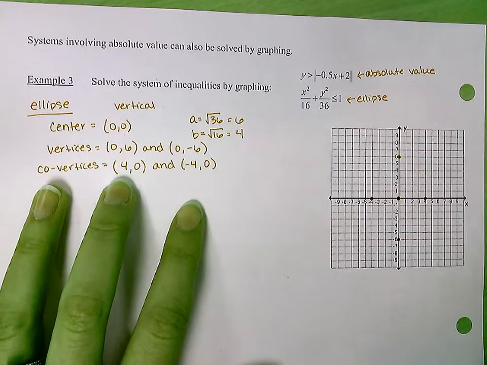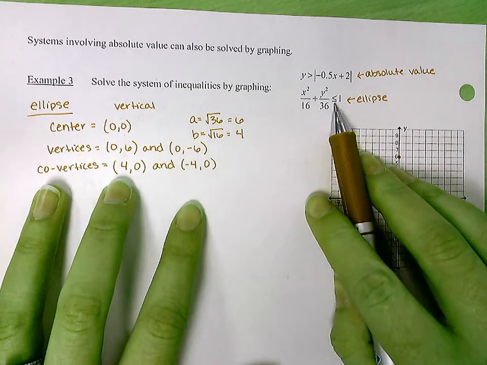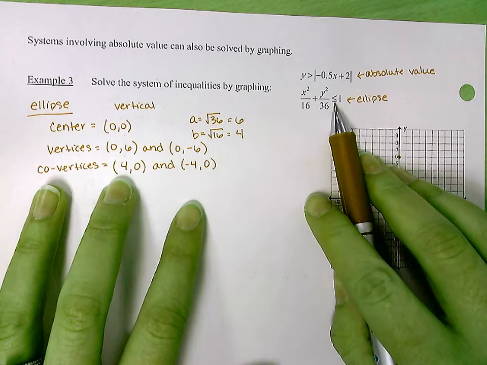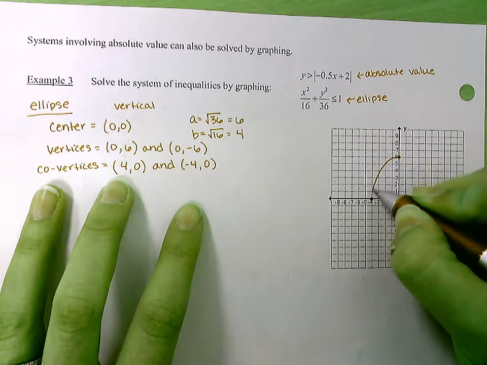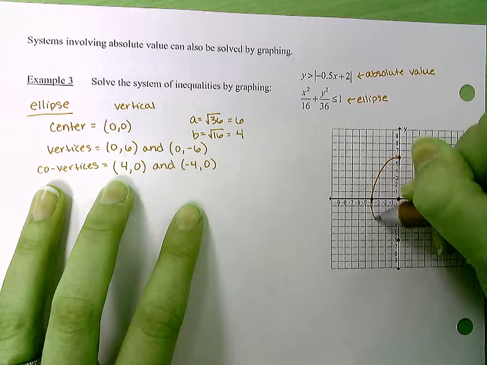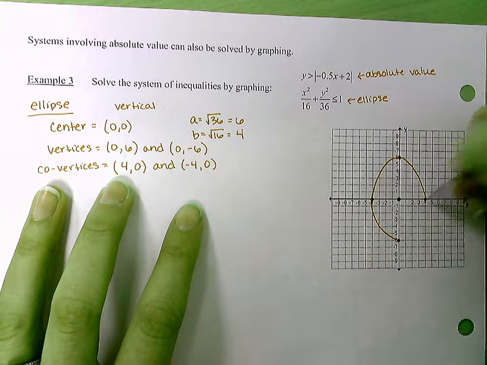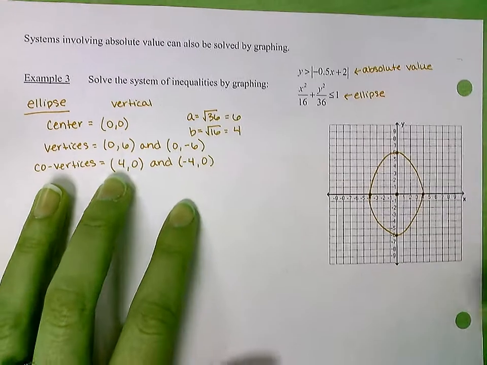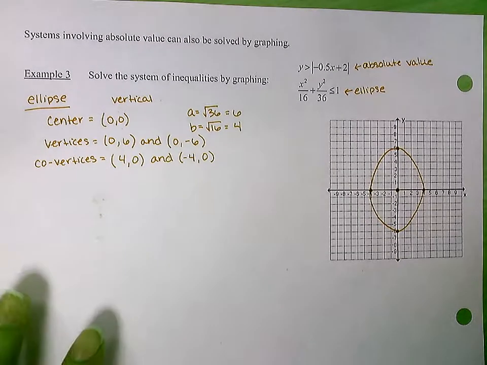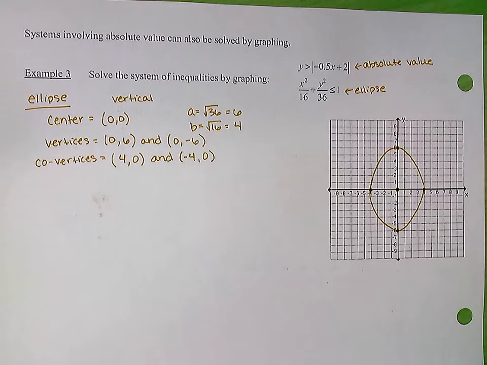Before you connect any of your points, you need to look at your inequality symbol. Since it is equal to, this is a solid line. So we'll connect those here, there. Okay, so here's the ellipse. Now we want to plot this absolute value function.